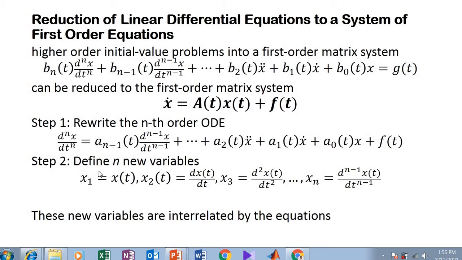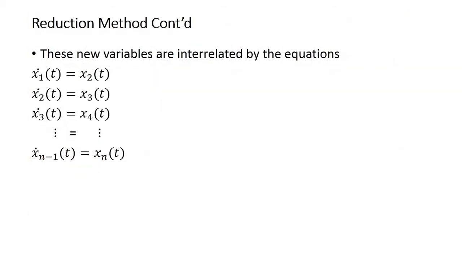Then step number two, you define n new variables. If the highest order is 5, you need to define 5 new variables. If the highest order is 20, you need 20. These new variables will be iterated by the equation.